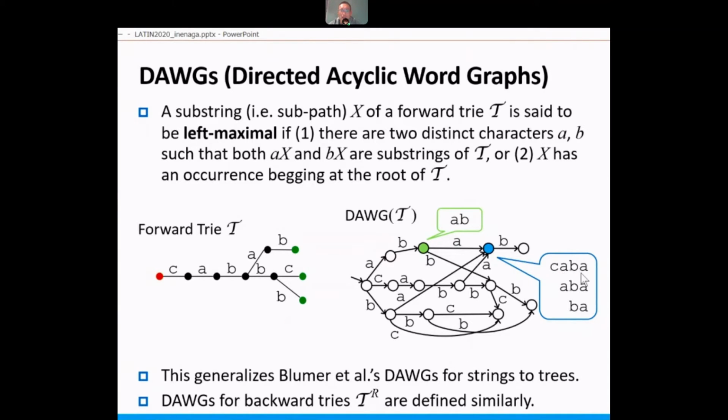This CABA is also left maximal because it has an occurrence beginning at the root, ABBA, and so on. And this node actually represents three substrings. So this one is actually a suffix of this, and this BA is also a suffix of this. A is not represented by this node because A itself is left maximal, so it is represented by another node. So this generalizes Blumer et al.'s DAWGs for strings to trees. The DAWGs for backward tries are also defined in a similar way.